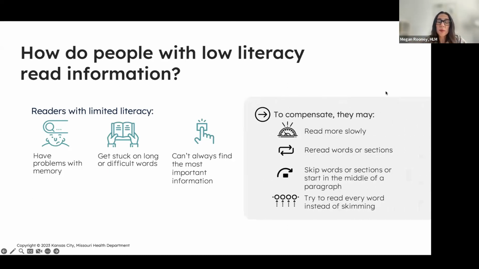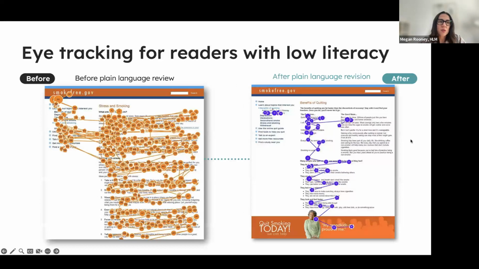And so to compensate, people read slowly, they reread words and sections, they skip words, they might start in the middle of a paragraph, and they might try to literally read every word instead of skimming. Skimming is a more sophisticated skill. So here's just an example of a person with low literacy.